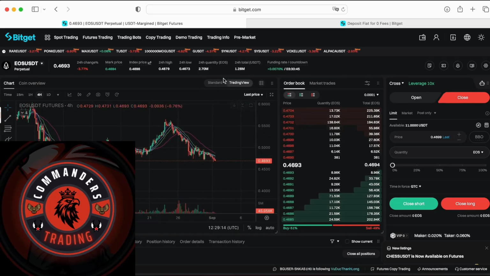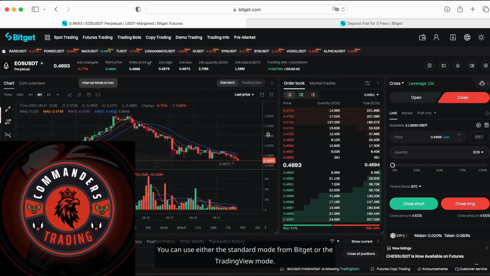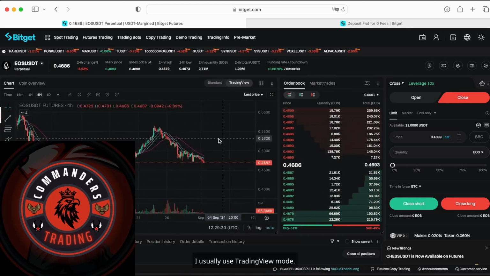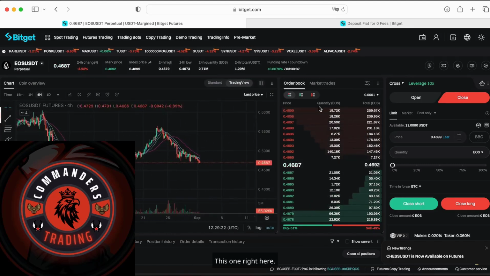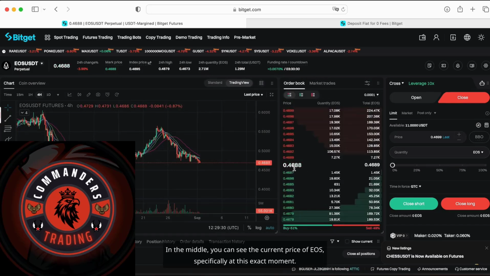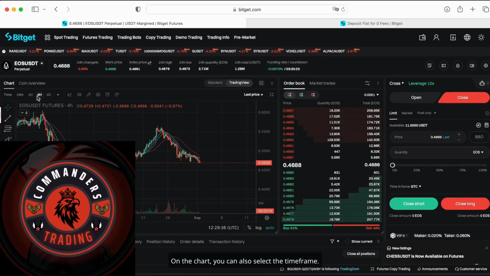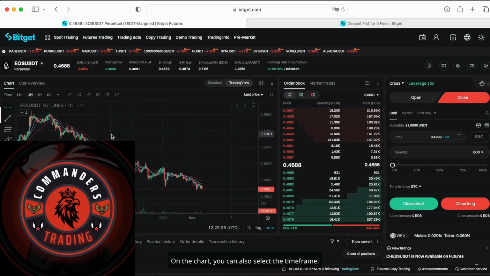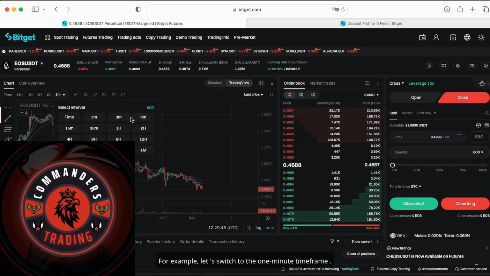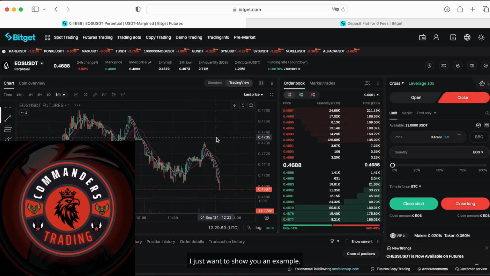This is the chart. You can use either the standard mode from Bitget or the trading view mode. I usually use trading view mode. This one right here. This section shows the order book and market trades. In the middle, you can see the current price of EOS, specifically at this exact moment. On the chart, you can also select the time frame. So you should develop a strategy for how you want to open positions. For example, let's switch to the 1-minute time frame. I just want to show you an example.